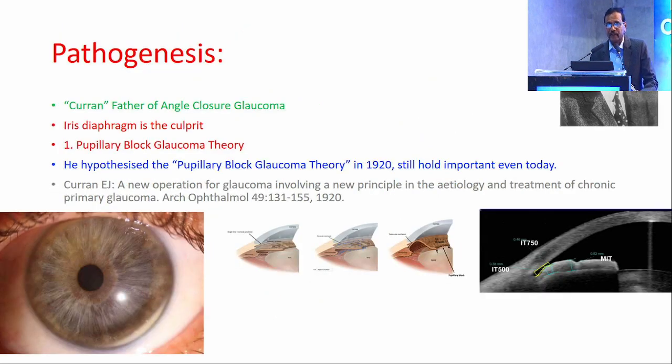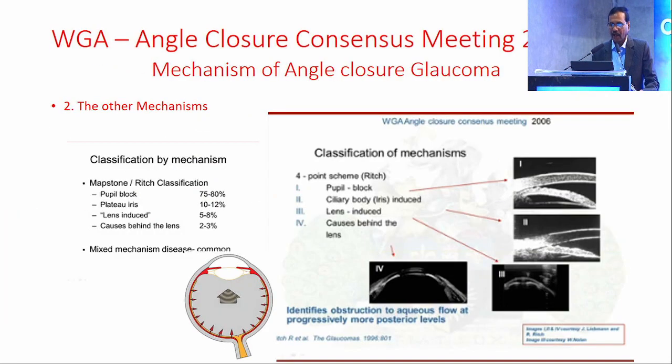And when it comes to the pathology and mechanism, Curran, who is the father of angle closure glaucoma, proposed the relative pupillary block theory in 1920 itself. And later the World Glaucoma Association proposed some other mechanisms involving the ciliary body, the lens, and causes behind the posterior segment and lens also.